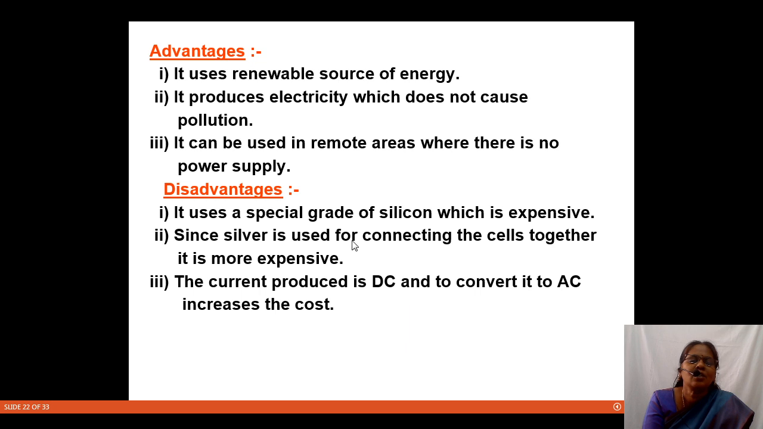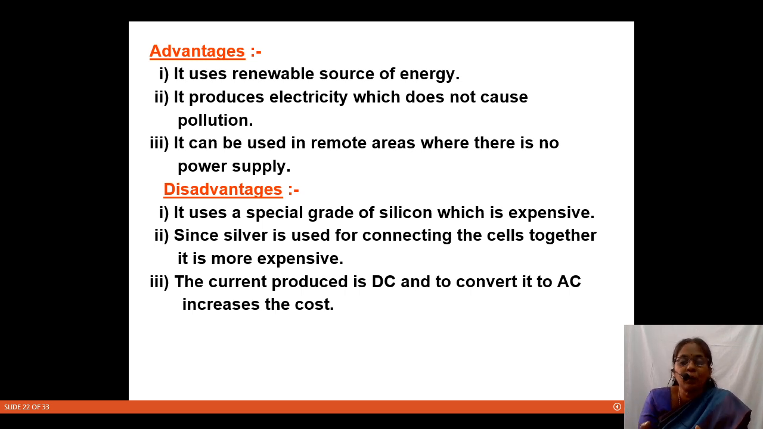Disadvantages: it uses a special grade of silicon, which is expensive. All semiconductor materials are expensive, because fabrication of semiconductor material from the earth's crust is a very big process. So obtaining special type of silicon is a more expensive process. Since silver is used for connecting the cells together, it is still more expensive.